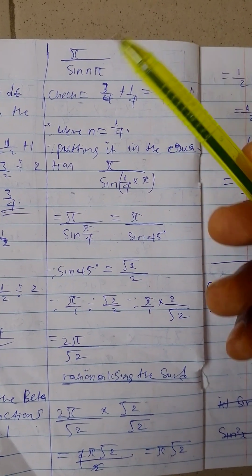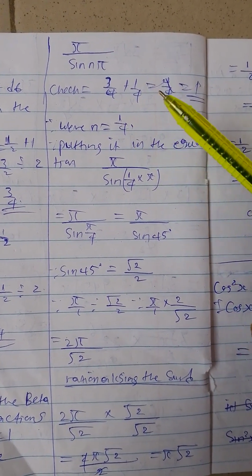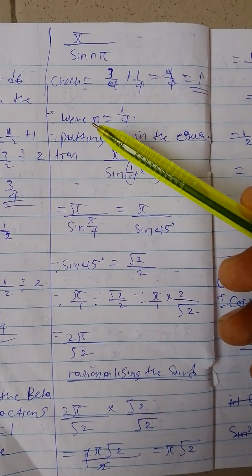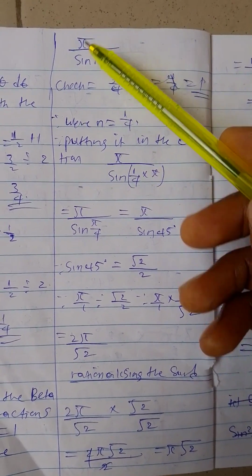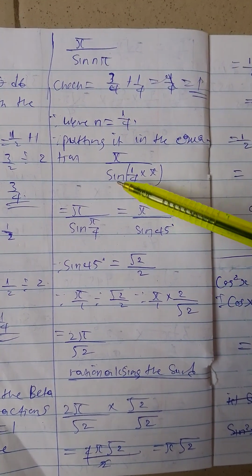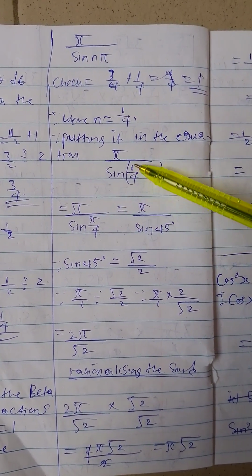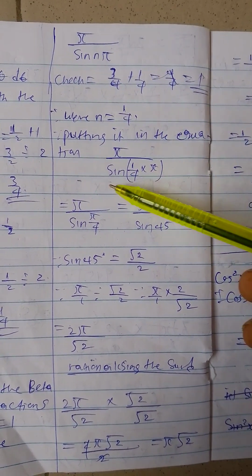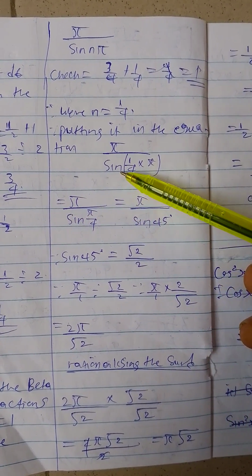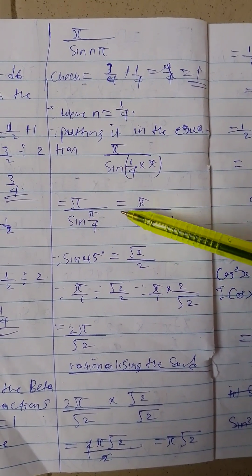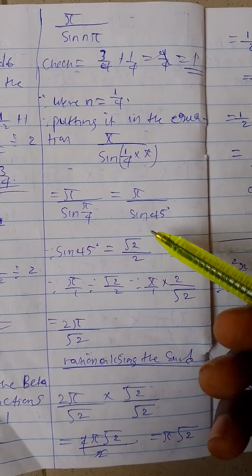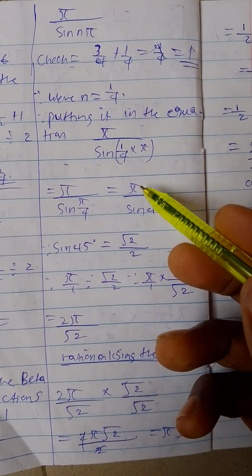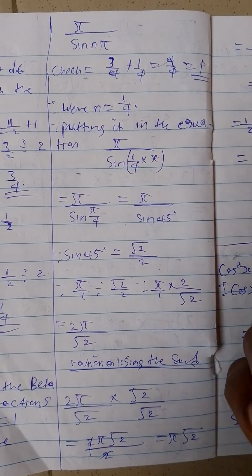So therefore, where n is 1 over 4, putting n equals 1 over 4 in this equation, that becomes pi over sine of n times pi, which is 1 over 4 times pi. So that equals pi over sine of 1 times pi over 4. Now sine pi over 4 is the same as sine 45 degrees. So that is pi over sine 45 degrees.